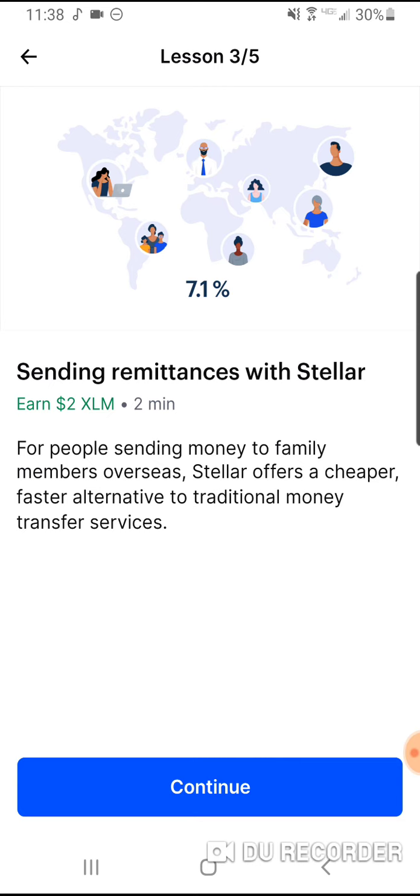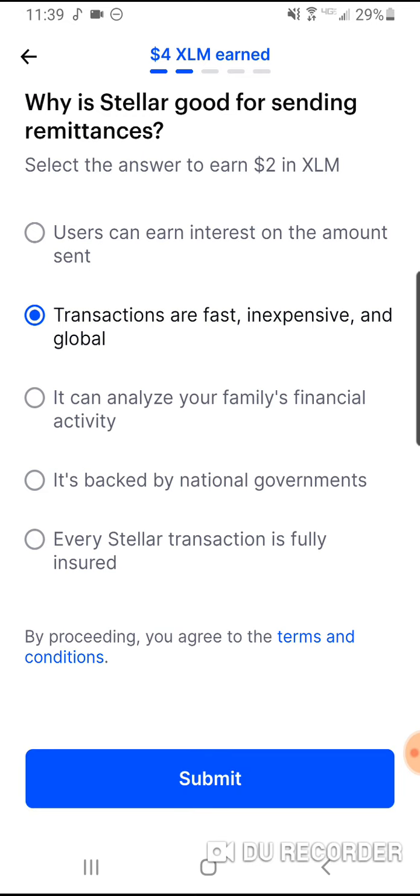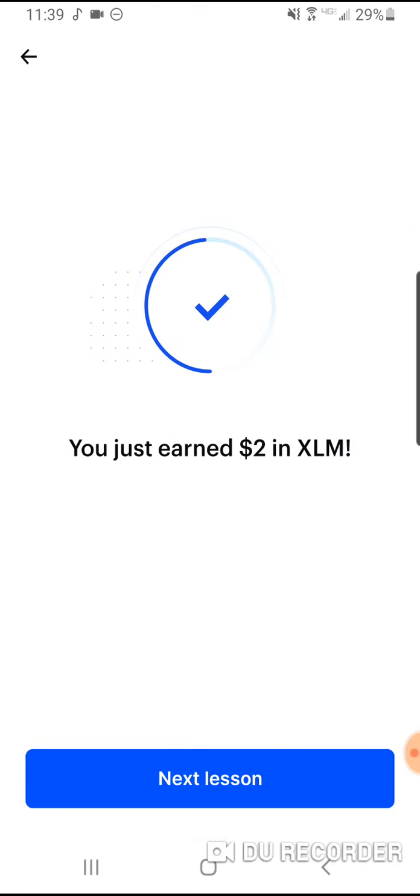Okay, so let's continue with our quiz. Why is Stellar good for sending remittances? So users can earn interest on the amount sent. Transactions are fast, inexpensive, and global. It can analyze your family's financial activity. It's backed by the national government. Every Stellar transaction is fully insured. So its transactions are fast, inexpensive, and global. Wow, this is so cool and easy.